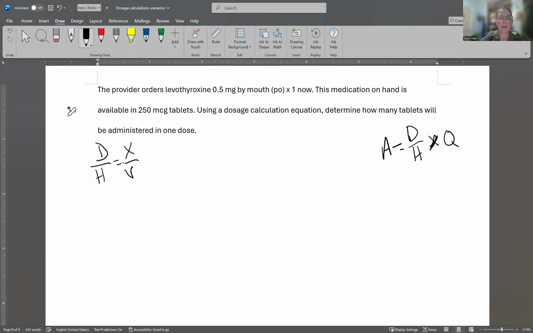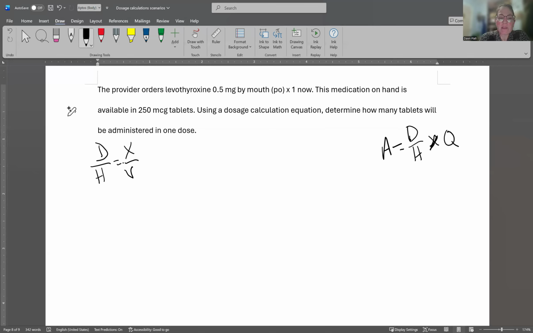All right, so now I have to find out what our information is: our order, what we have on hand, and then our vehicle or our quantity. So the provider orders levothyroxine, otherwise known as Synthroid, and you will see this medication on one of your med cards or med activities, because Synthroid for hypothyroidism is actually in the top 10 medications commonly prescribed in the United States. I think the last time I looked, it was like number 4 or number 6. So very commonly prescribed. Levothyroxine, 0.5 milligrams by mouth, PO, times 1 now.